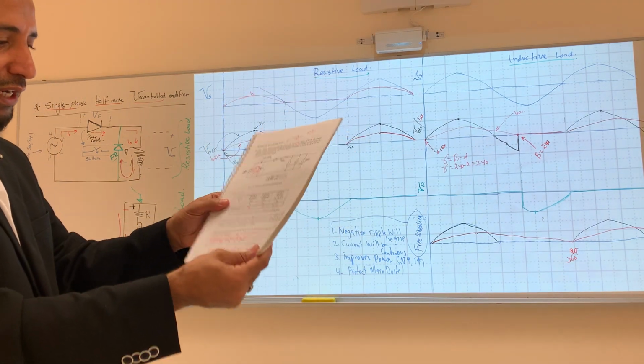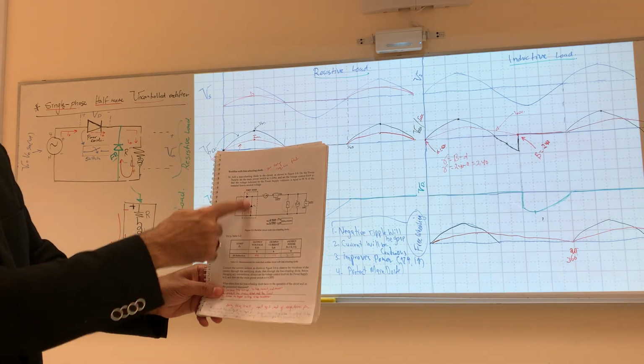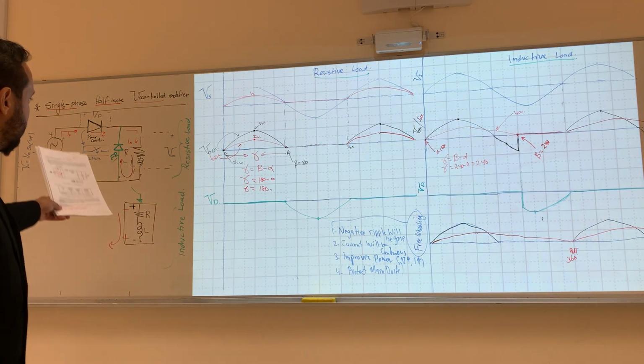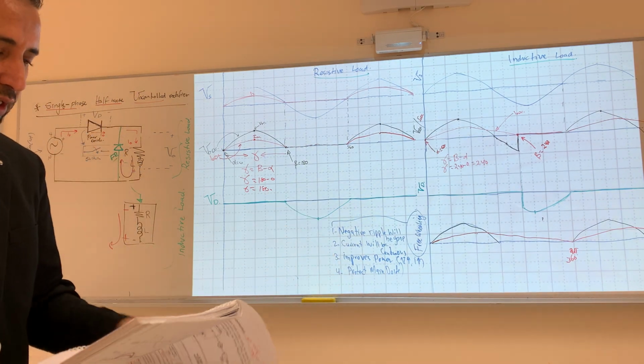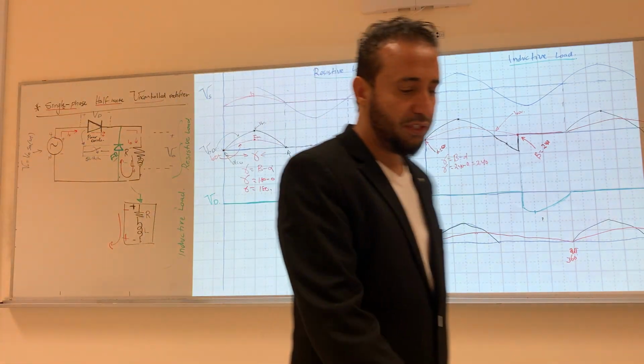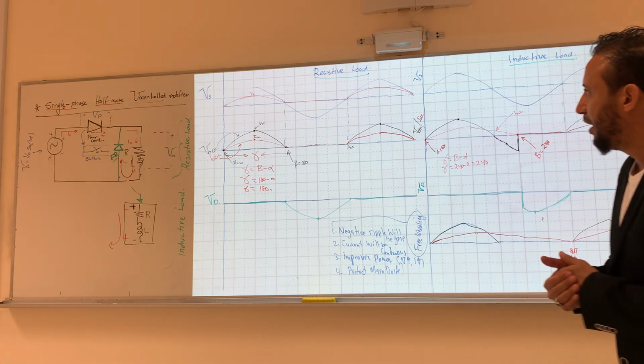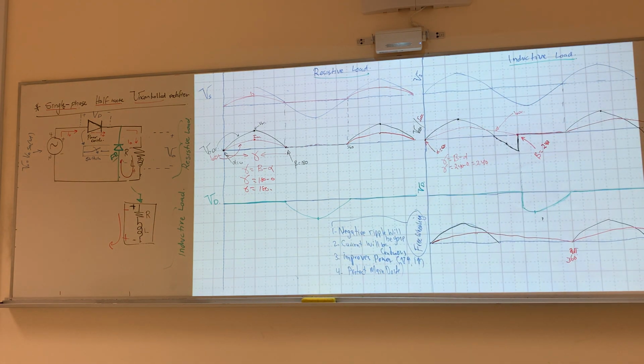And then this is the freewheeling. So you're gonna add the freewheeling. And you will notice the change and you will take the reading. Okay, that will be your experiment. And this is your single phase half-wave uncontrolled with both loads.